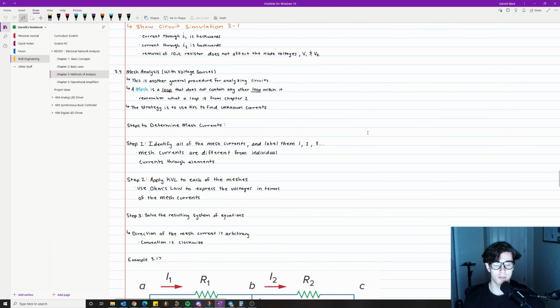Next up is going to be mesh analysis. Specifically, we're going to do mesh analysis with voltage sources, because if you guessed it, it actually changes up a little bit when we add a current source instead.